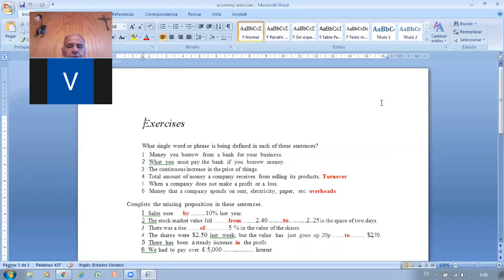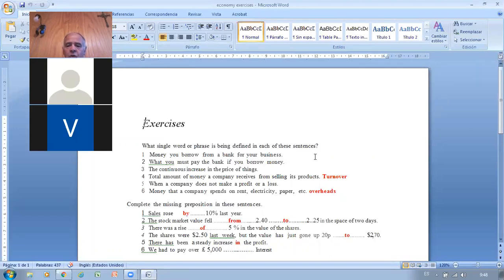For example, money you borrow from a bank for your business. What is that, Valeria? Do you remember? When you go to the bank and you ask for money and you borrow money from the bank, how do you call that in English? You ask for, Kimberly? You ask for what? A loan. For a loan, yes. A loan, okay? That is money that you borrow from the bank, a loan.